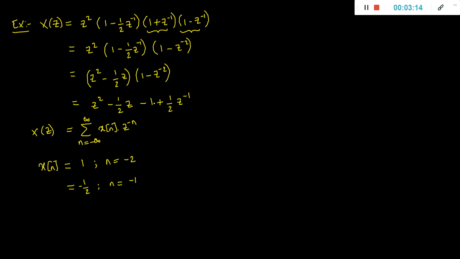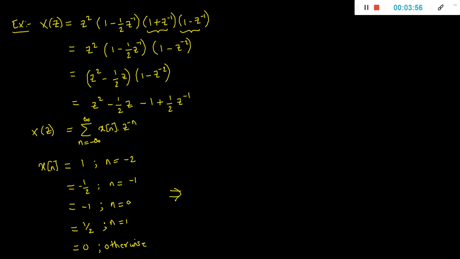If you look at this term, the power of z is 0. The coefficient is minus 1. So we will write it as minus 1 when the value of n is equal to 0. If you look at this term, the power of z is minus 1. So this corresponds to the value of n equal to 1, and its coefficient is plus half. So this is equal to 1 by 2. For all other values, the answer is 0. So I would write it as 0 otherwise. So this is the required answer.